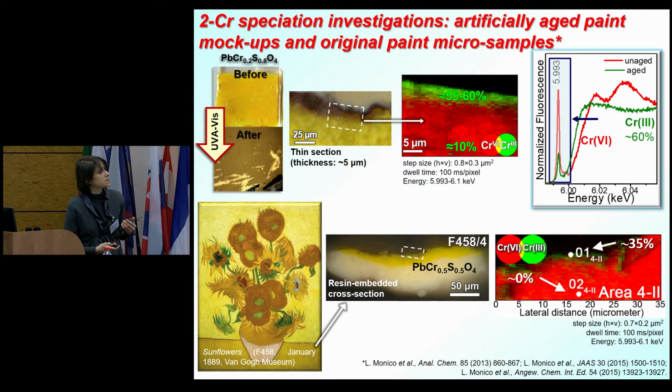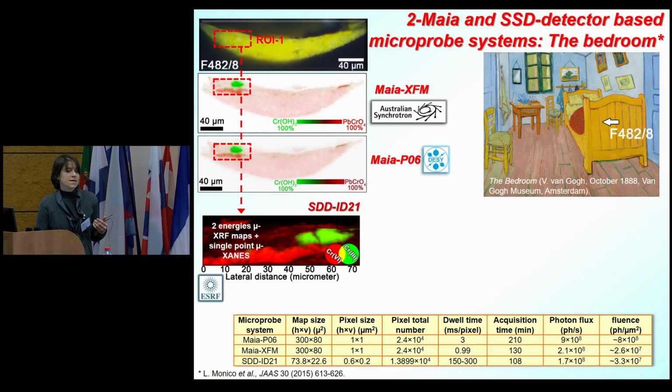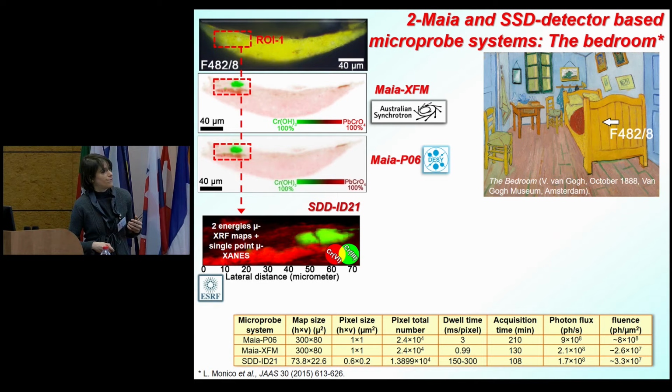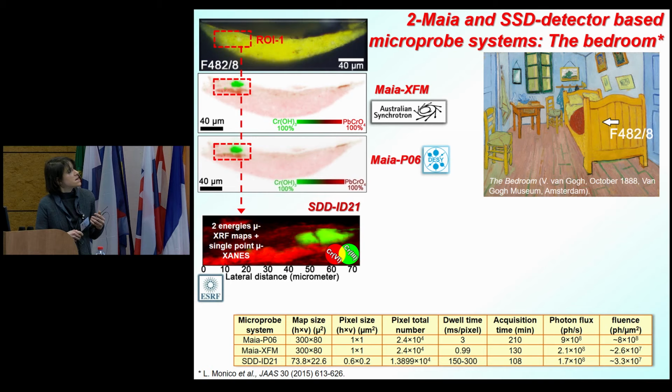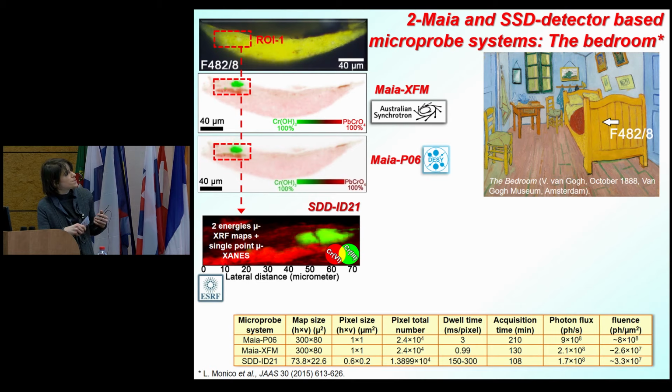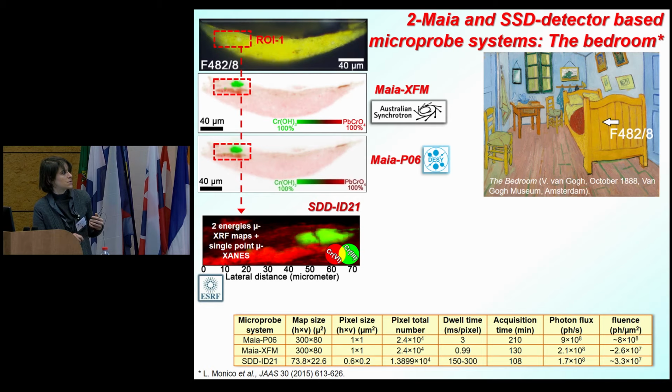So we have also, at the same time, explored how we can use fast detectors for studying the problems of degradation of chrome yellow pigment. Here you have an example, a sample taken from the bedroom of Van Gogh, of the Van Gogh Museum in Amsterdam. And we could clearly observe and map different chromium species, especially chromium 3 hydroxide compound and chromium 6, in this paint sample by using the Maia detector.